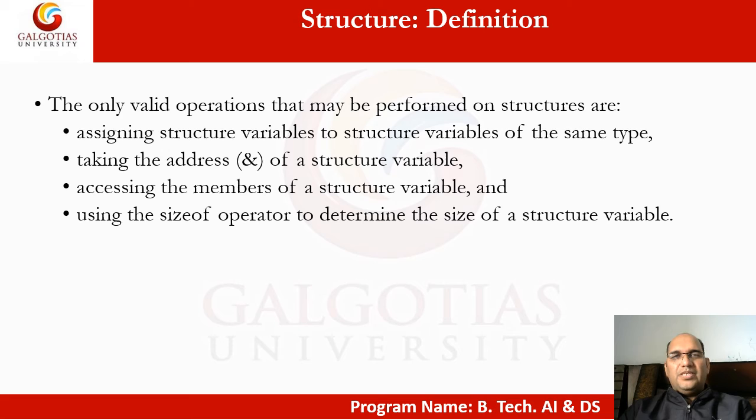The valid operations that may be performed on a structure are: first, assigning a structure variable to a structure variable of the same type; second, taking the address of a structure variable; third, accessing the members of a structure variable; and fourth, using the sizeof operator to determine the size of a structure variable. So these are the four valid operations on structures.